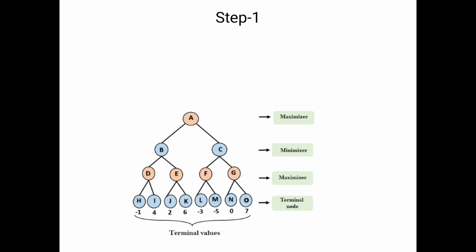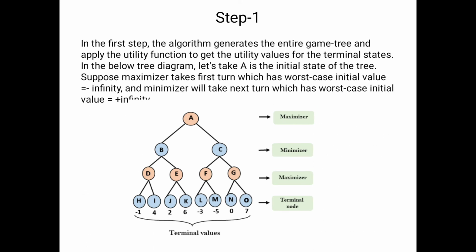Next maximizer, minimizer, like that. Suppose we consider level 0 as the minimizer. In that situation, the next level we will consider as the maximizer, next minimizer, maximizer, like that. So in the first step, the algorithm generates the entire game tree and applies the utility function to get the utility values for the terminal states.